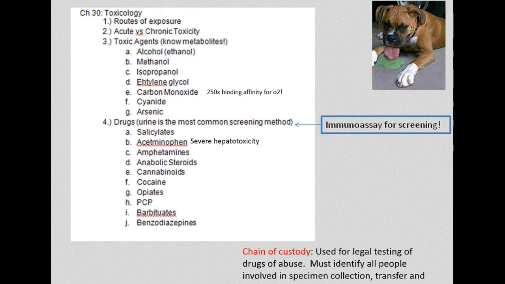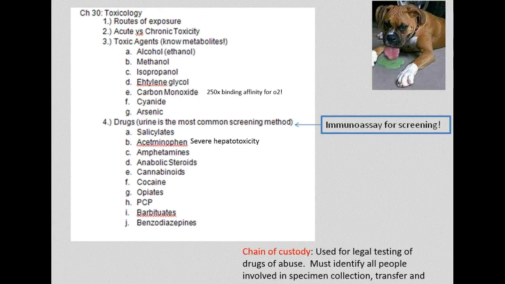Acute toxicity is something that happens right away. So you take a drug, it becomes acute within hours. Chronic is something you may be exposed to over a long period of time, like in a workplace. So let's talk about what some of these are. Alcohol is also known as ethanol.